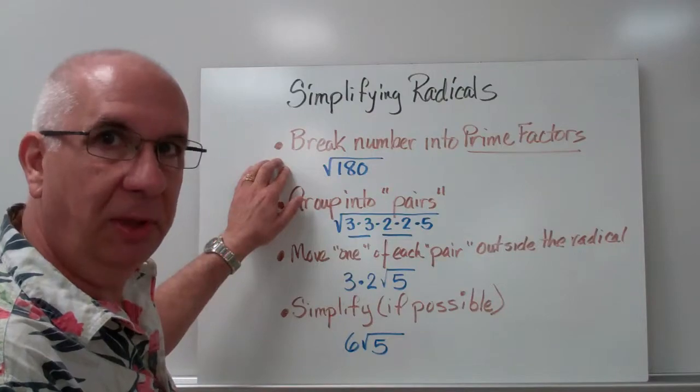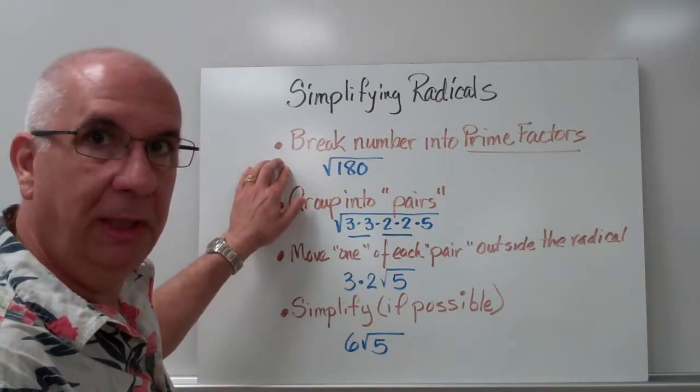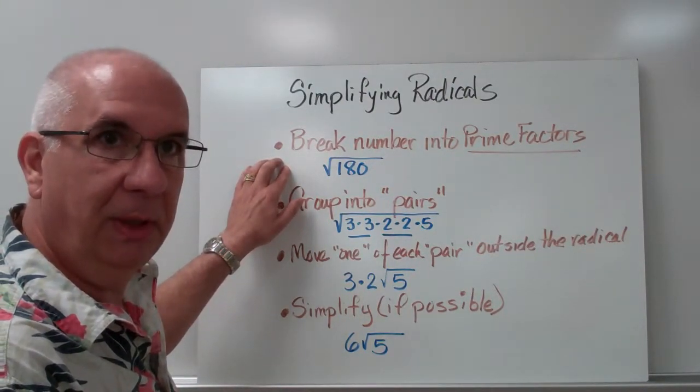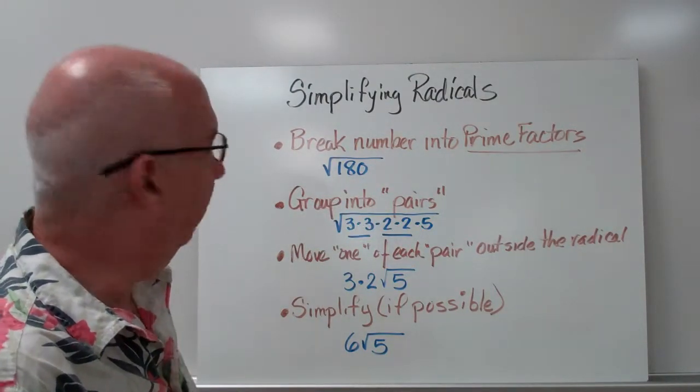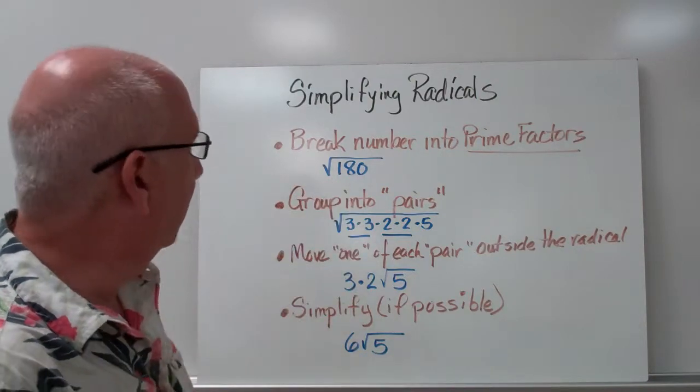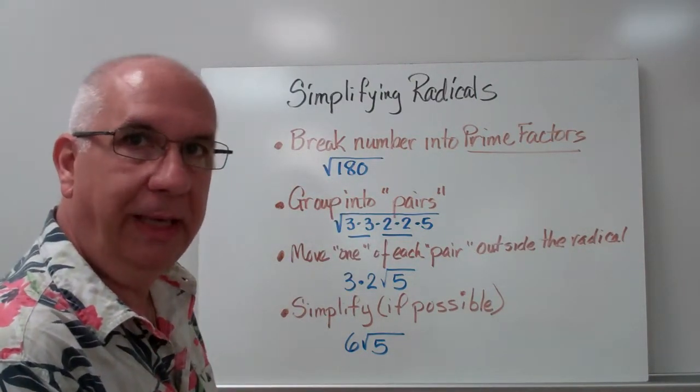You know what prime numbers are? The prime factors are all the numbers that you can multiply together to get this number in their prime form. So an example of this would be the square root of 180.